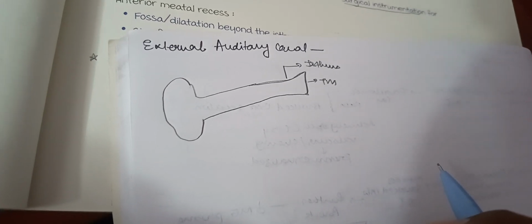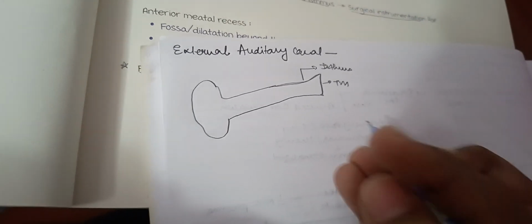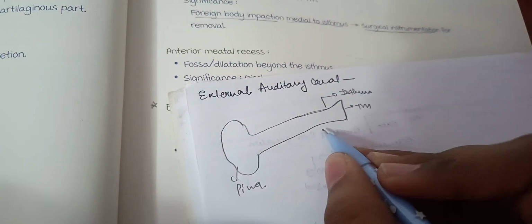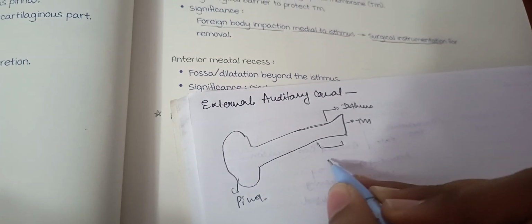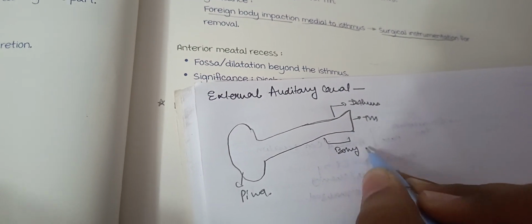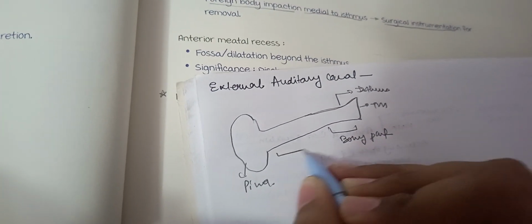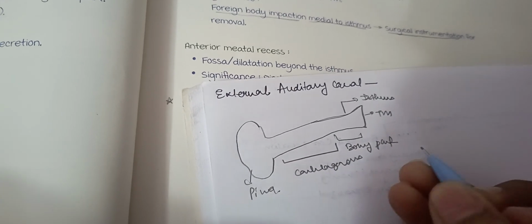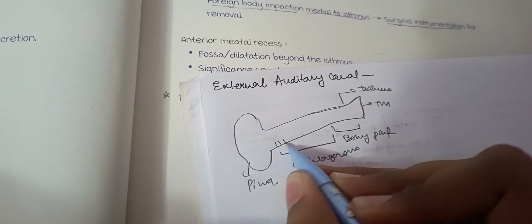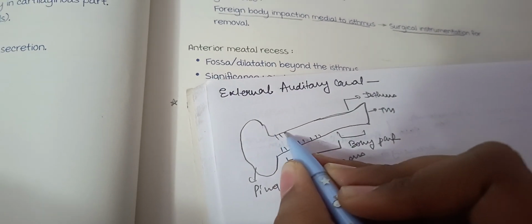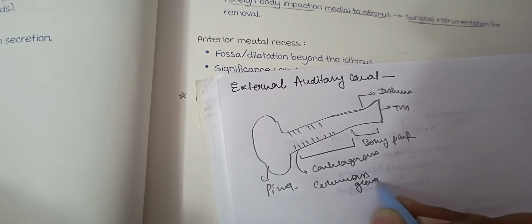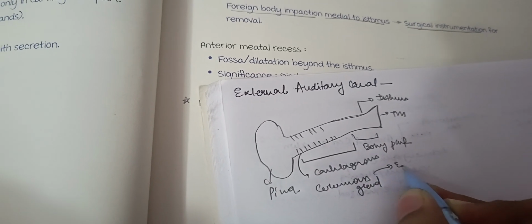We'll be talking about the external auditory canal. This is the pinna. This is the bony part. And this is the cartilaginous part. In the cartilaginous part, we have some glands known as ceruminous glands, which secrete earwax.